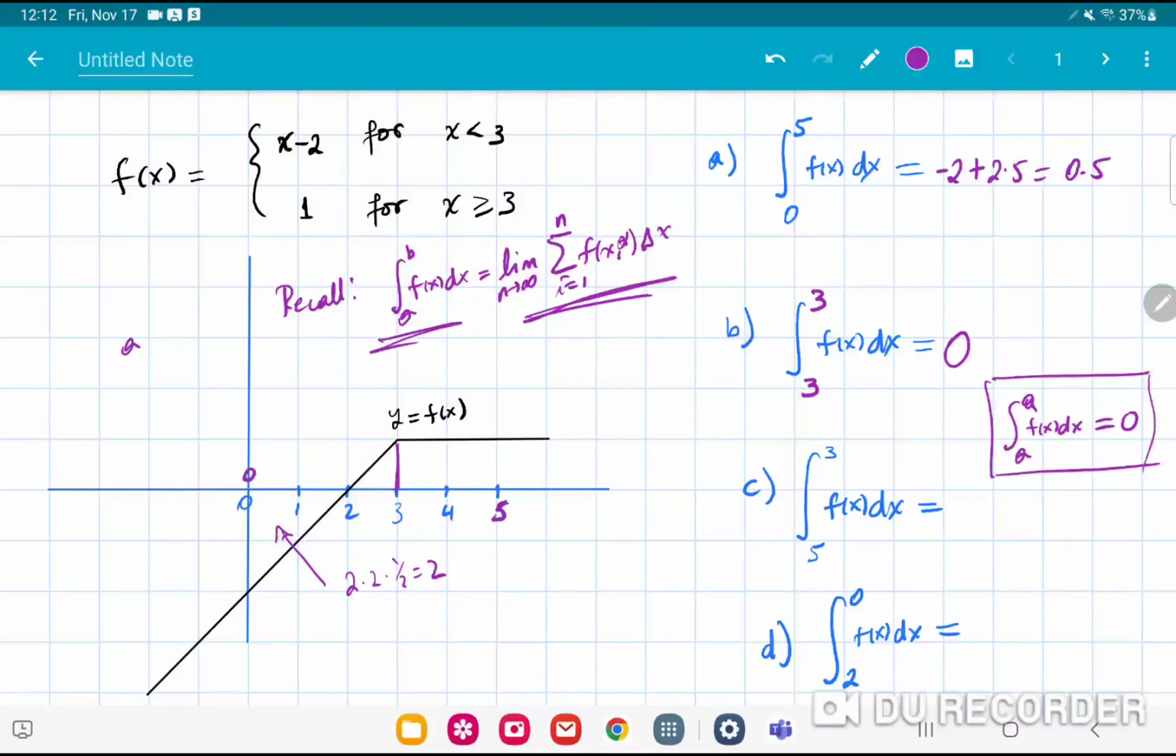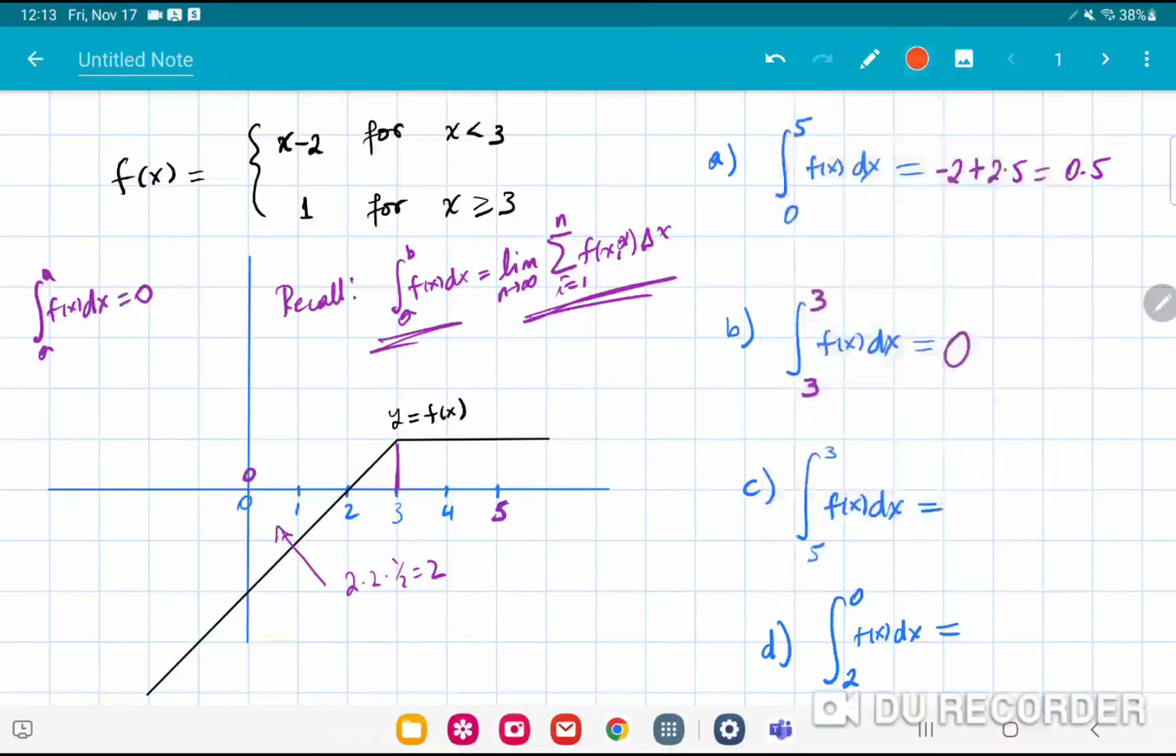Okay? The next one, so let me put that out here. The integral from a to a of f of x dx is always 0. You start at the same place as you finish, the same place where you started.